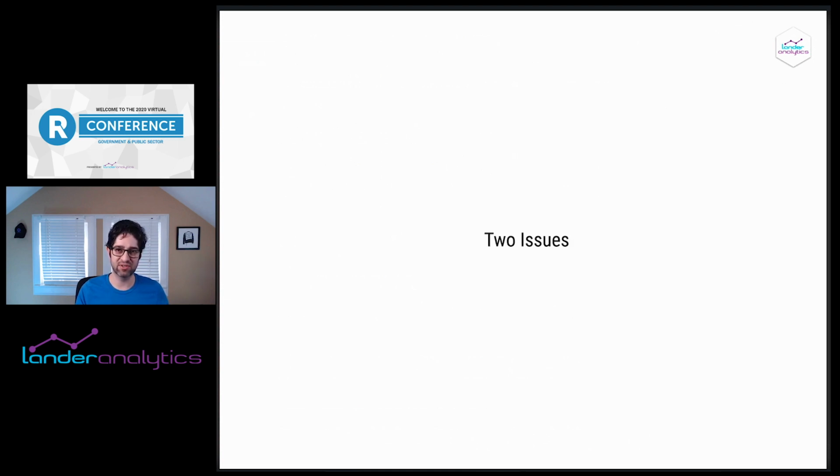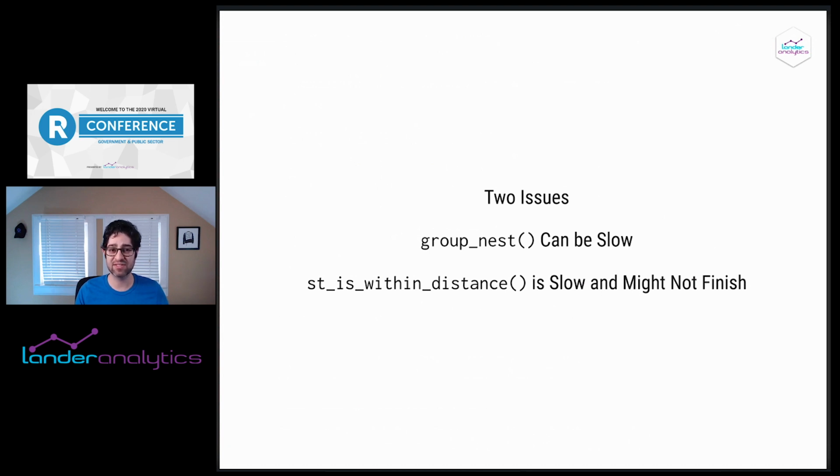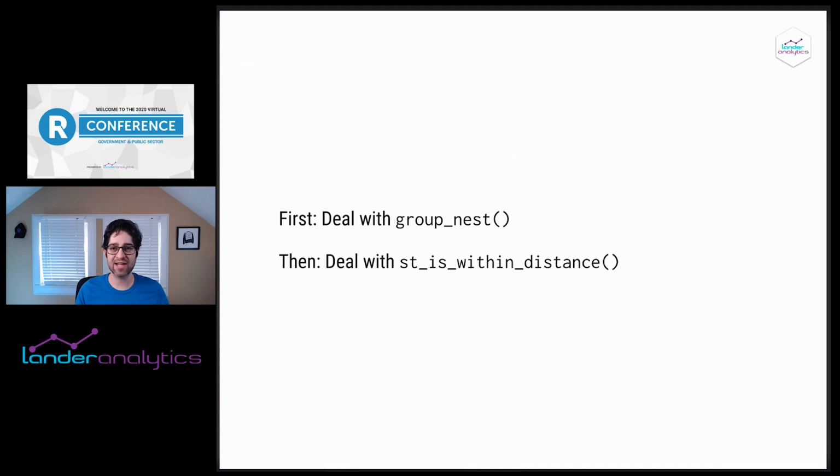So we have two issues. Group_nest can be slow. It's actually a slow process. And st_is_within_distance is slow and might not even finish. So we'll tackle one thing at a time. We'll first deal with group_nest, then we'll deal with st_is_within_distance.